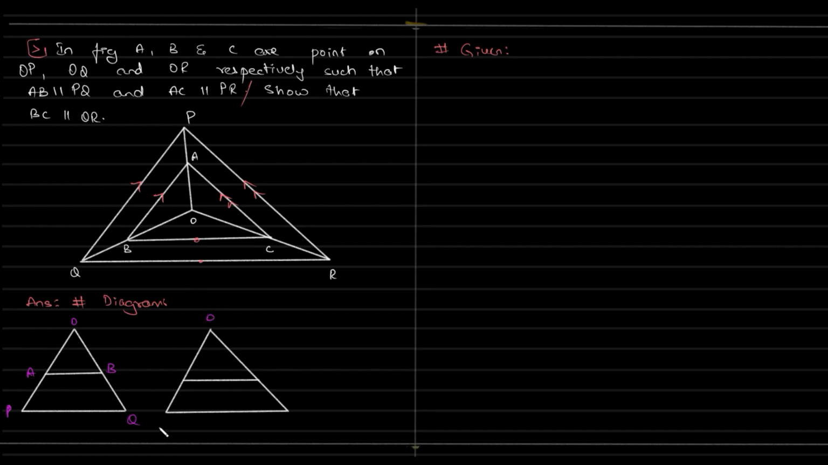So this is O, P, R. Between O and P we have A. Between O and R we have C. Always important to draw a clean and clear diagram. And what is it that we have to prove? BC and QR, that they're parallel.